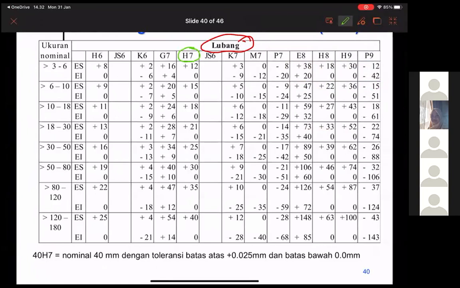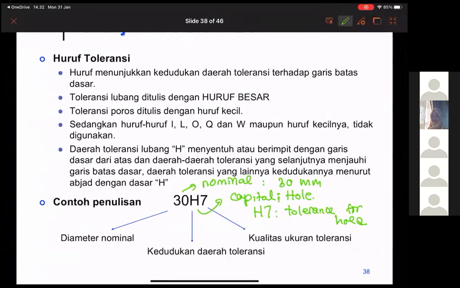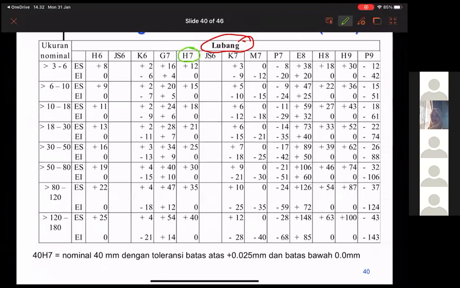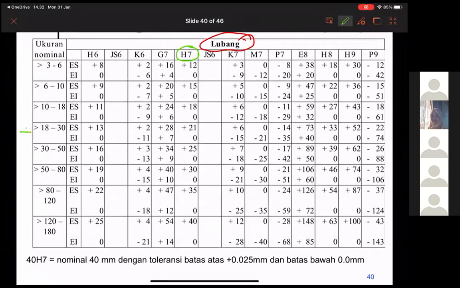In the specimen we know that it is 30, maybe 30 millimeter, so we have to find the tolerance when the nominal is 30. This is the nominal when it is 30 over here, so we look at over here, to that one and also to that one. So this is actually the tolerance of the hole.